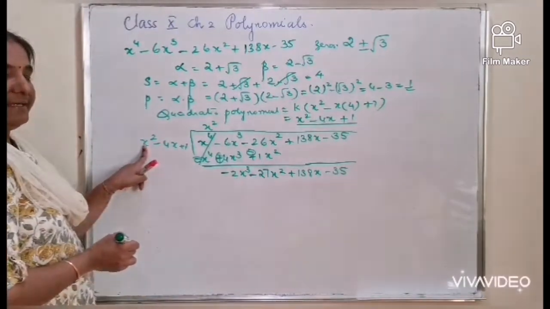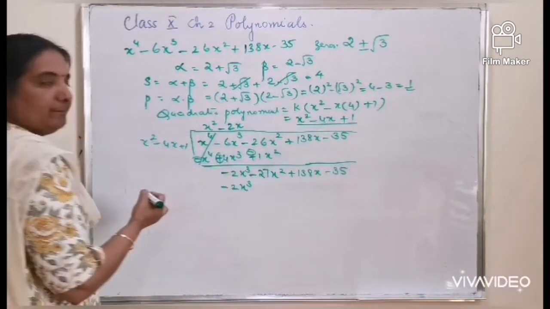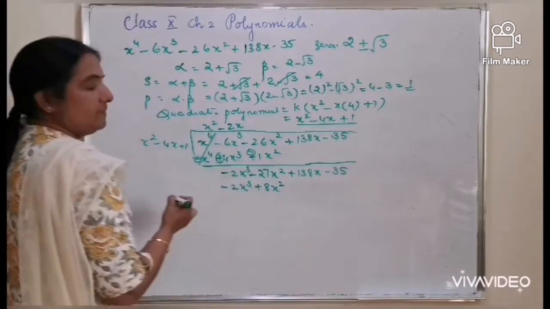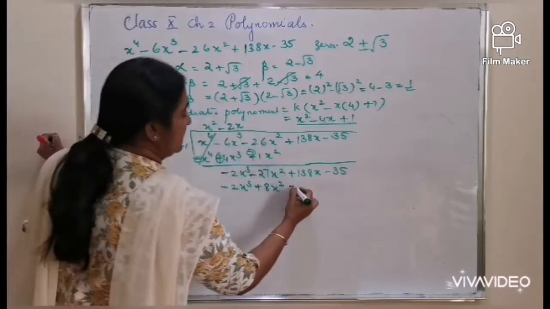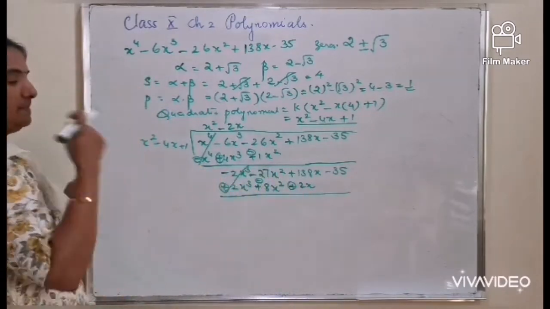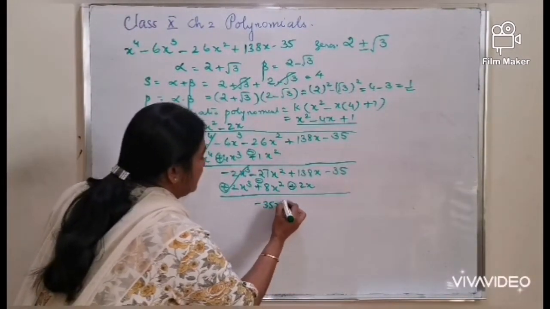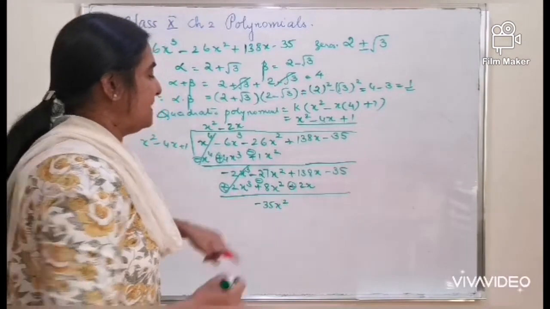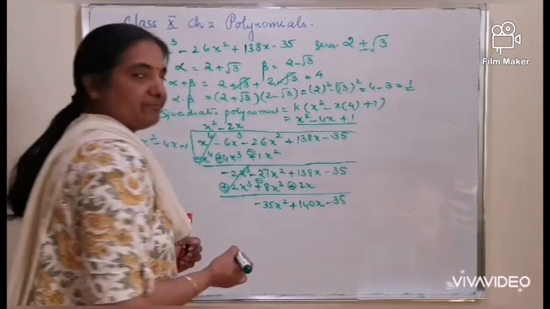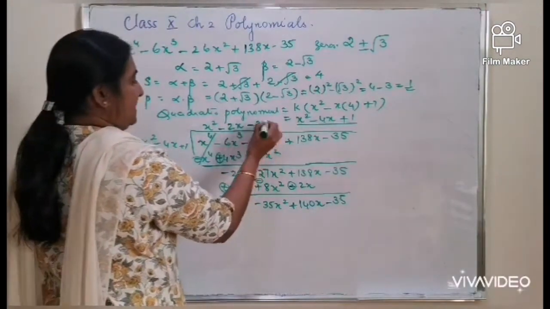Minus 2x cube divided by x square is giving you minus 2x. First term remains the same. Minus 4x into minus 2x is plus 8x square. Plus 1 into minus 2x is minus 2x. Sign changes. First term gets cancelled. Minus 27 minus 8 is minus 35x square. Plus 138 plus 2 is plus 140x minus 35. Minus 35x square by x square is giving you minus 35.